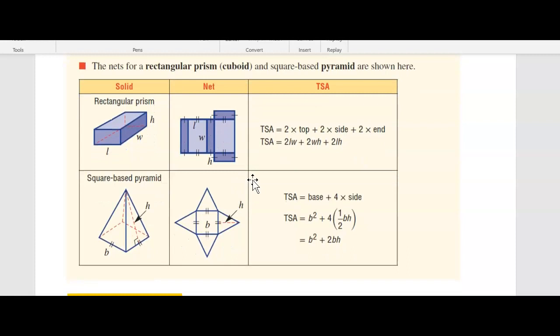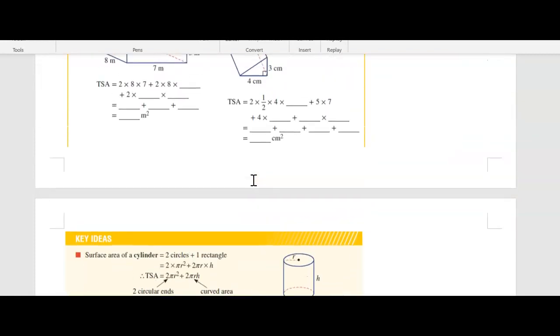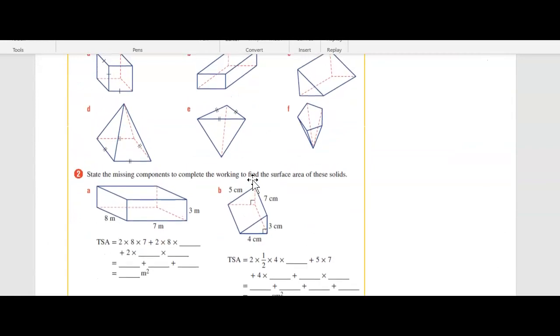These shapes and these formulas, because you might have a rectangular prism or a square-based pyramid. You might have a triangular prism. So triangular prisms, there's one here. So you've got to work out the surface area of the triangles and then the surface area of the other side. So that's why breaking the shape up is important.